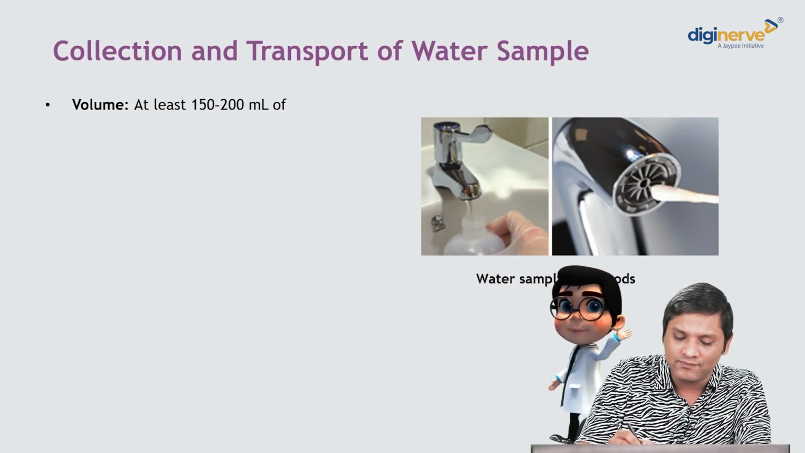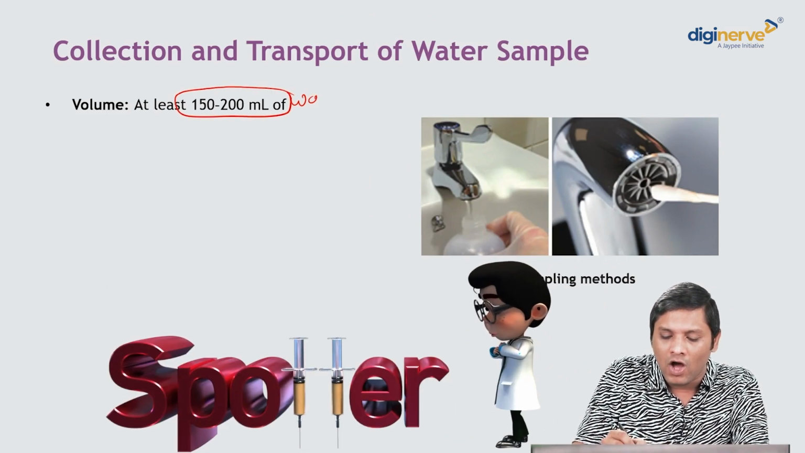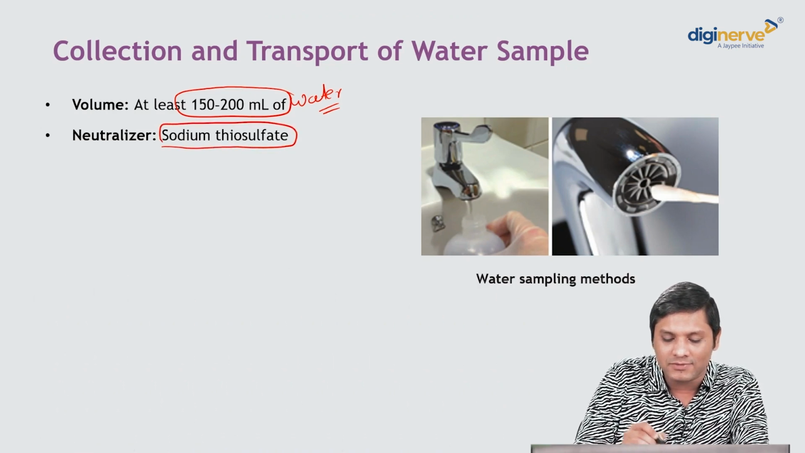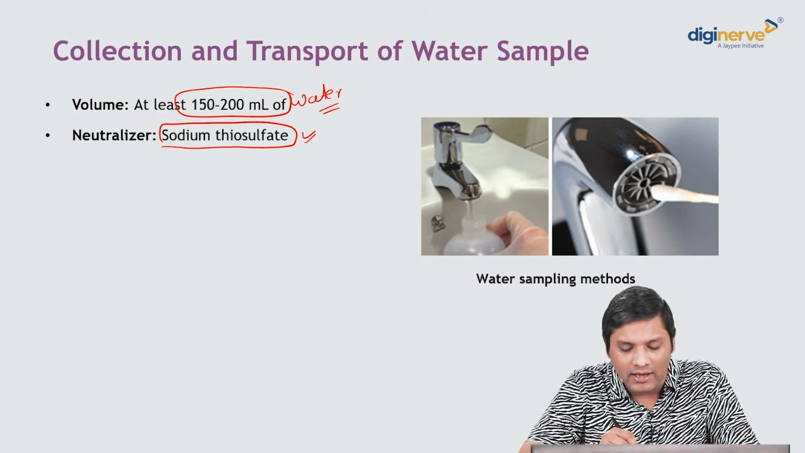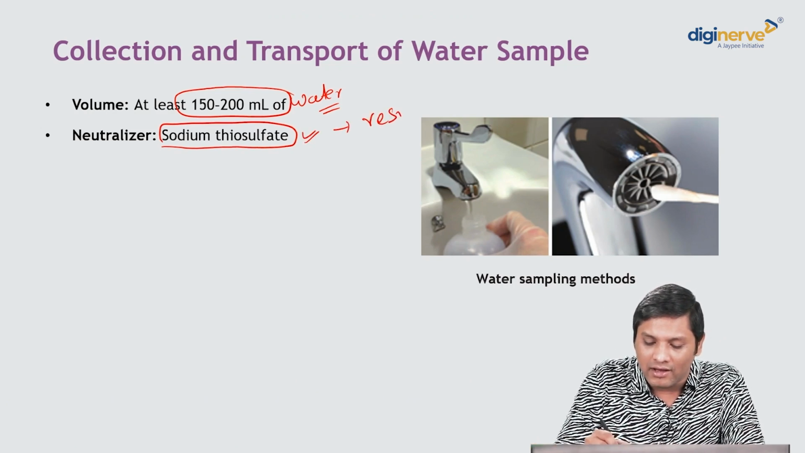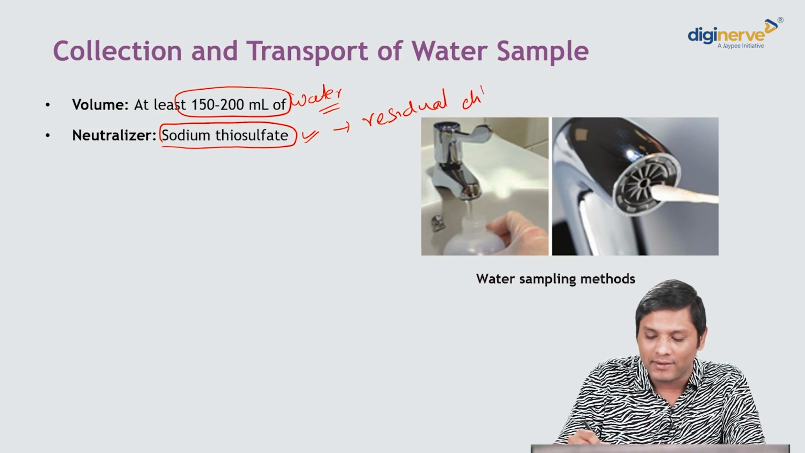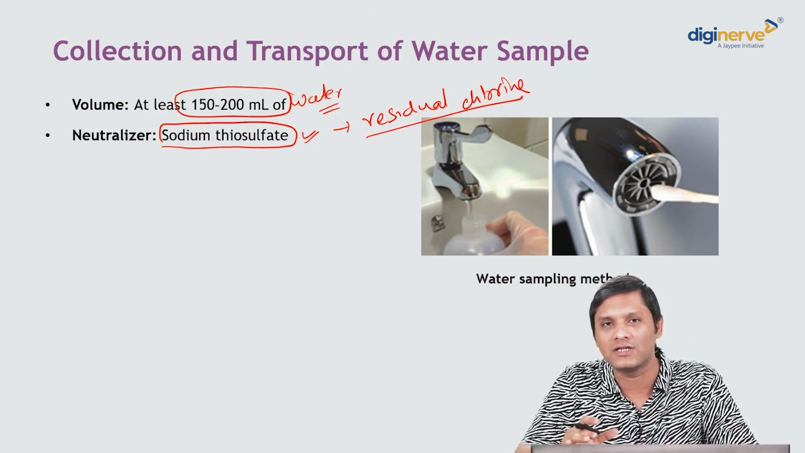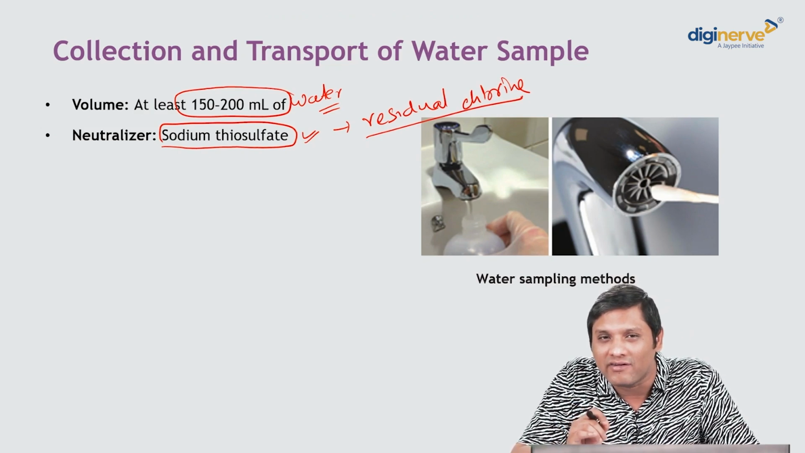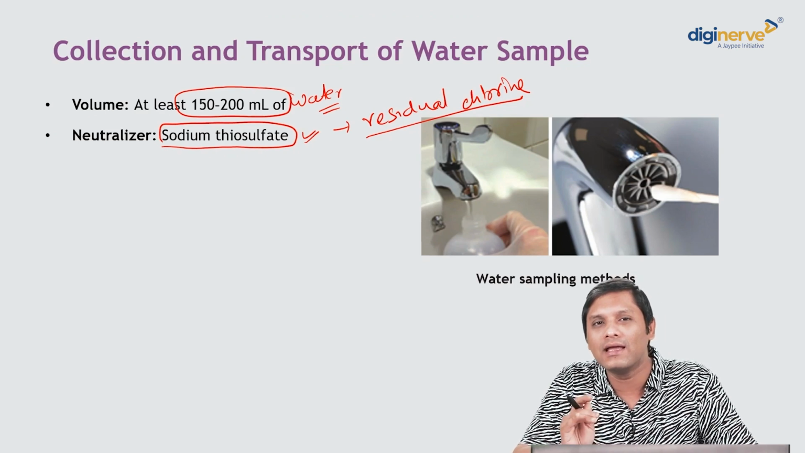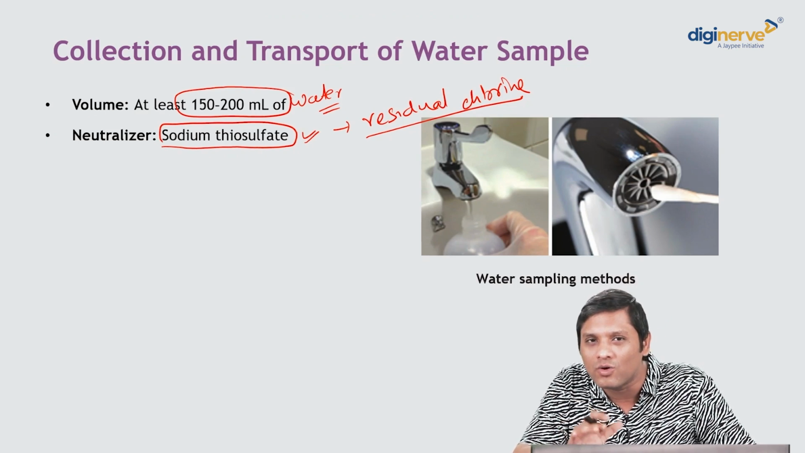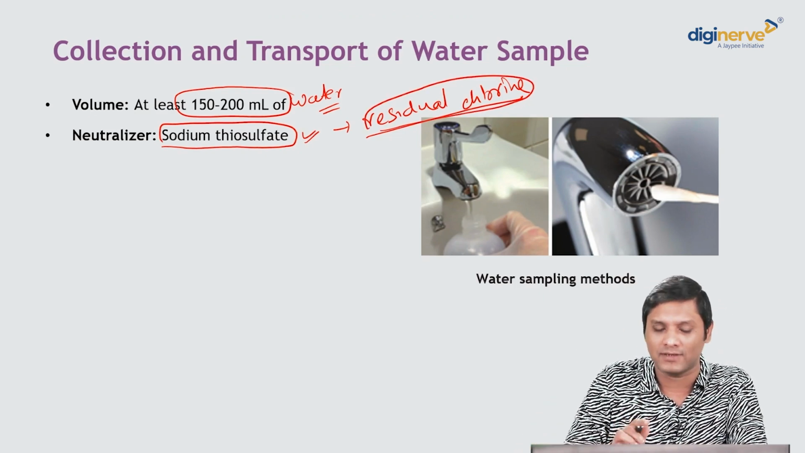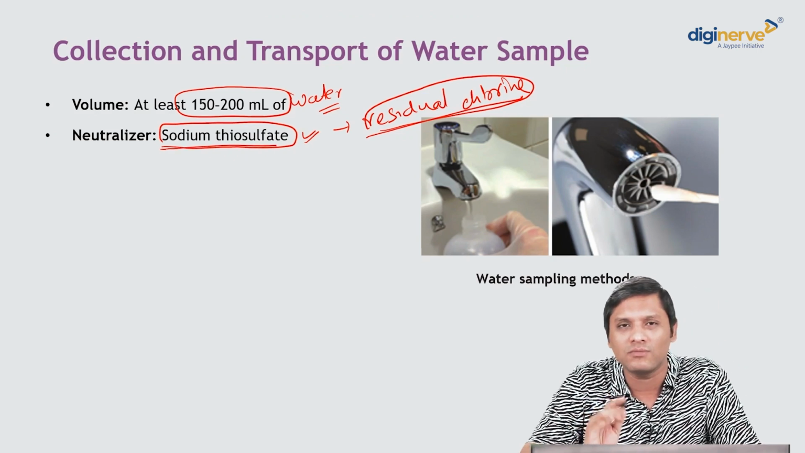They say that at least 150 to 200 ml of water you have to collect, and after you collect the water you can neutralize with sodium thiosulfate. Sodium thiosulfate can neutralize the residual chlorine if it is present in the water sample, because you know that chlorination is done for the water sample for disinfection, and the presence of chlorine residues in water may inhibit the organisms in the water from growing in culture. Therefore, the residual chlorine, if present, can be neutralized by adding sodium thiosulfate.